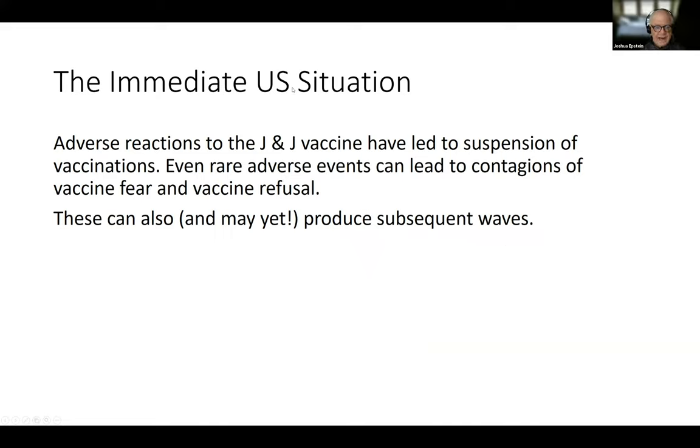Right now, today, we have this situation. There are adverse reactions to the J&J vaccine, and they've led to the suspension of vaccinations. Even rare adverse events can lead to contagions of vaccine fear and vaccine refusal. And these can also, and may yet, here in the United States, produce subsequent waves. Here's what our model says about that.